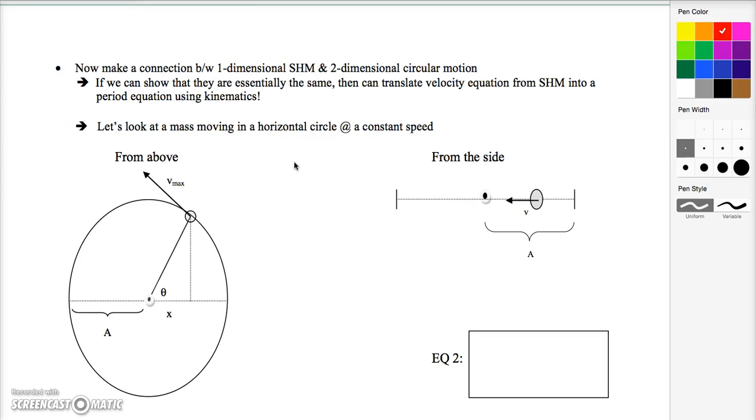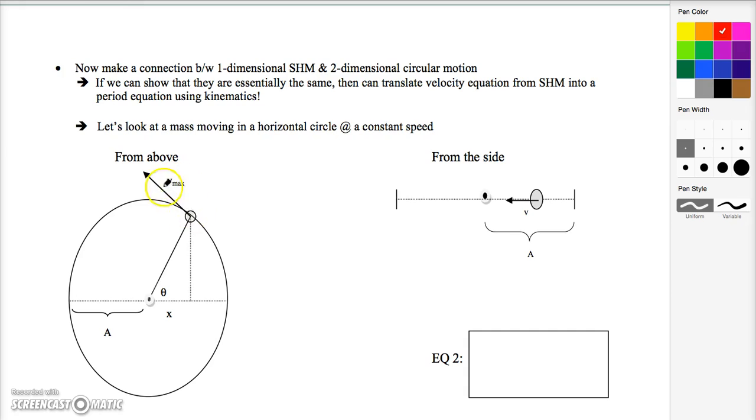Okay, so now let's make a connection between 1D simple harmonic motion and two-dimensional circular motion. So what we're going to start off with is addressing a ball, let's say a mass, moving in a horizontal circle. We're going to define a couple things: the radius of the circle is A, the angle that it makes in relation to where it can be at any point is theta, and then x describes the distance away from the center. Okay, we know that the velocity is always tangential.